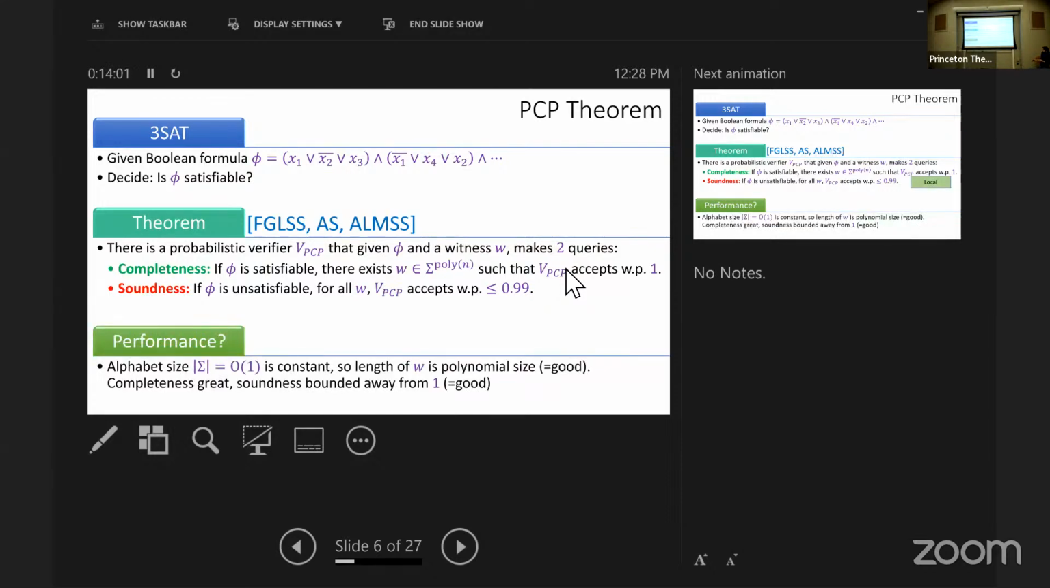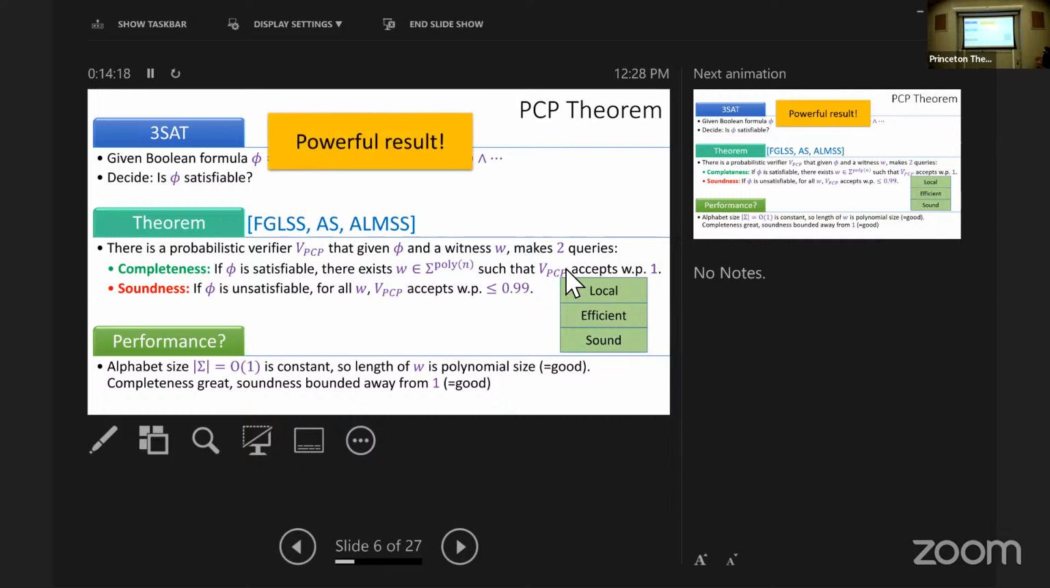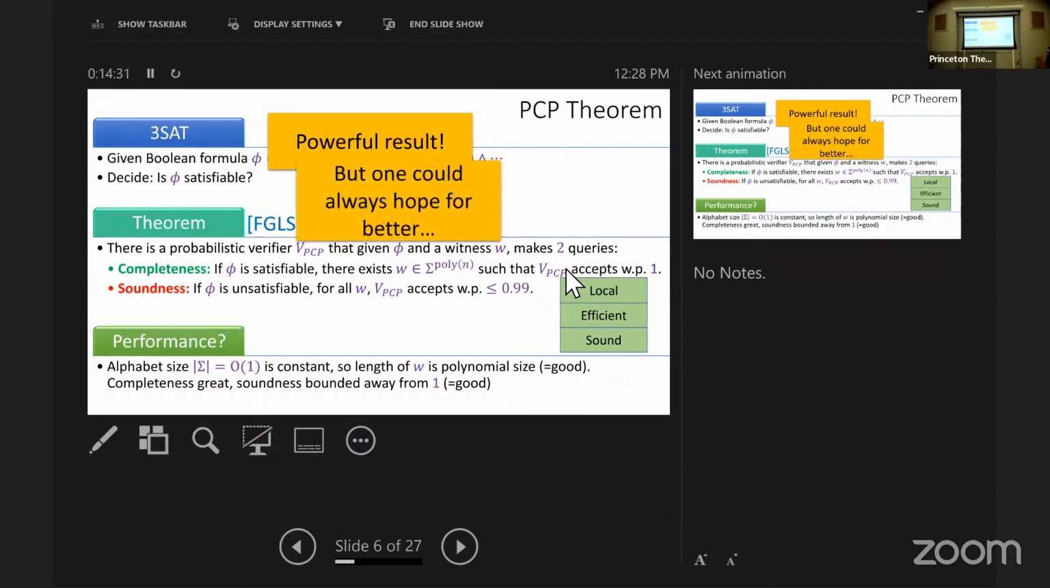So as I said, you should think of the alphabet as 0, 1, but if it bothers you, then think about it as some other constant. And the length of the proof is polynomial, so done. We can move on to different things. Because we have locality, we have efficiency, and it's sound. And this is a very powerful result. Essentially, all of the hardest of approximation results that I know start from this theorem or some variants of it. So it's really, really fundamental.